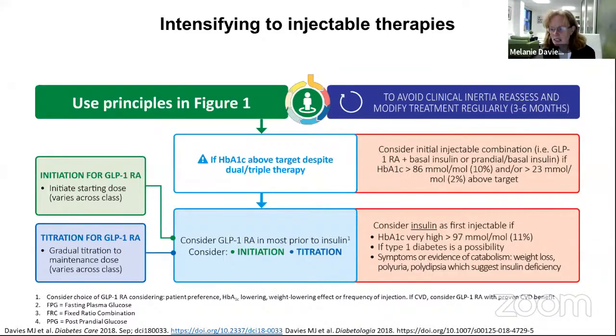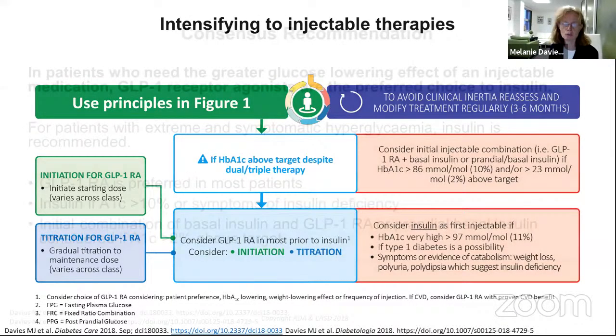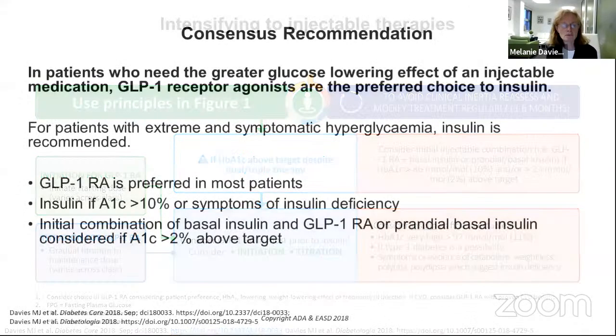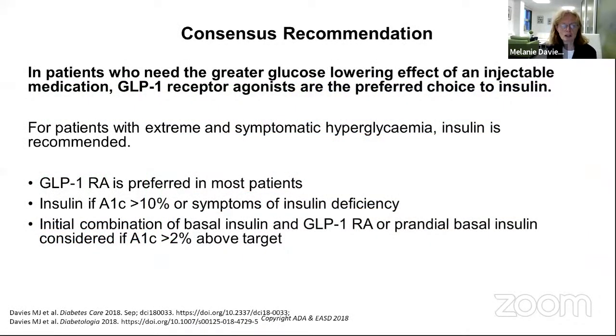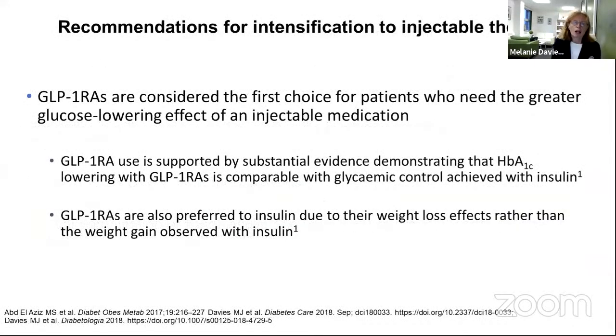And in those people with A1Cs, particularly above 10 and possibly even a lower A1C, the initial combination of a GLP-1 and insulin should be used. And particularly now we have fixed ratio combinations that we can use. So the reason that we talked about a GLP-1 being preferred in most patients is that there's quite an evidence base for that now. And I've already said about insulin in some patients and this initial combination of basal insulin with a GLP-1.